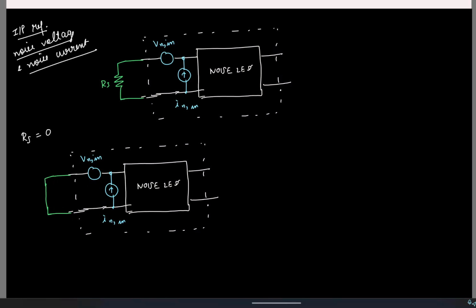To find the contribution from the voltage source, you will open the current source, so the entire noise voltage appears across the network. To find the contribution from the current source, we will short the voltage source. If we short it, the entire current is flowing there, nothing goes into the network. Okay. So in this case, all noise is due to my voltage Vn in.